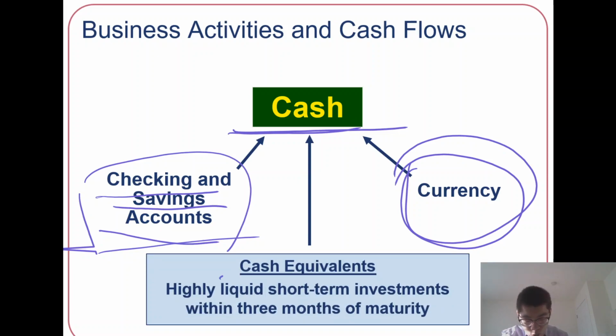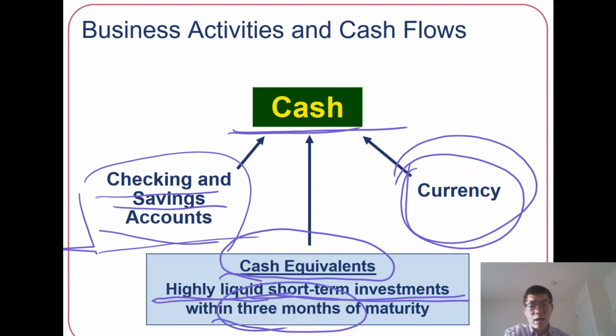Cash equivalents are also considered cash. What are cash equivalents? Cash equivalents are highly liquid short-term investments, which means those short-term investments will mature within 3 months. Short-term current assets are assets that will be turned into cash or be used up within 12 months. 12 months, not 12 years.